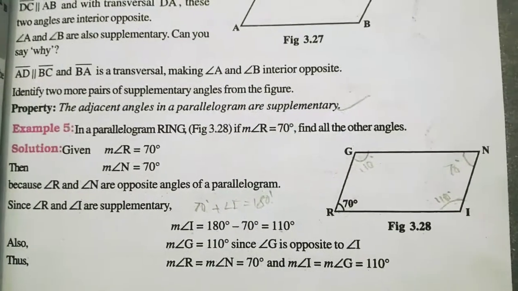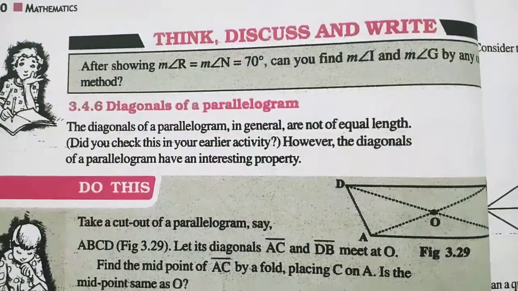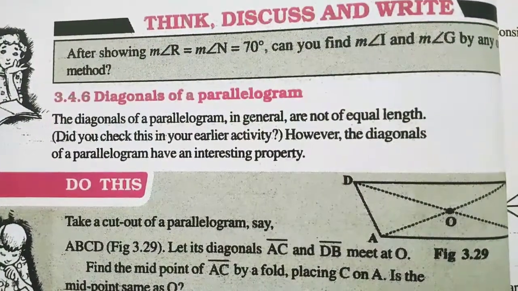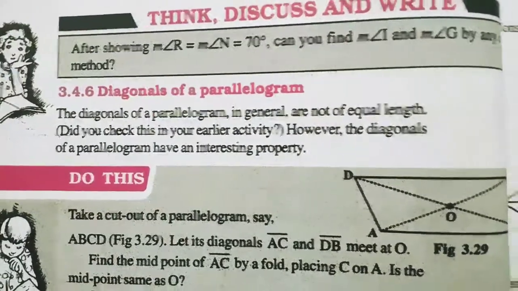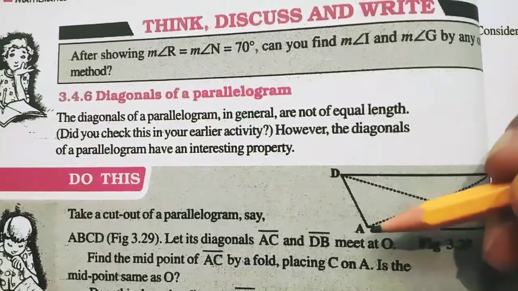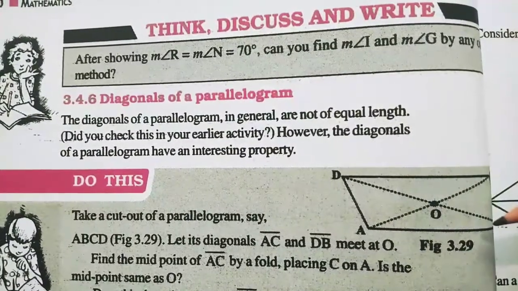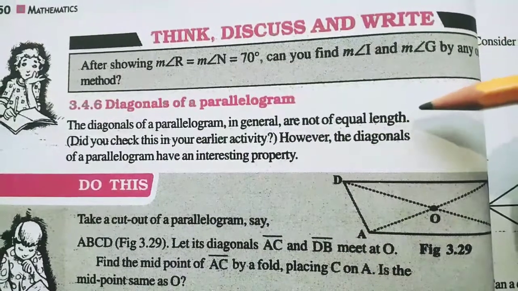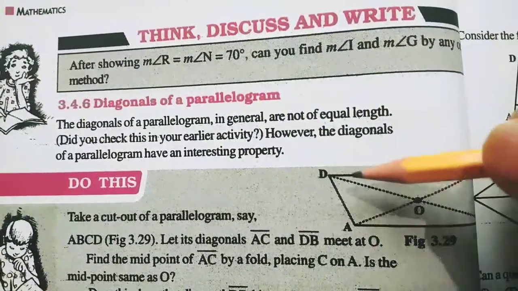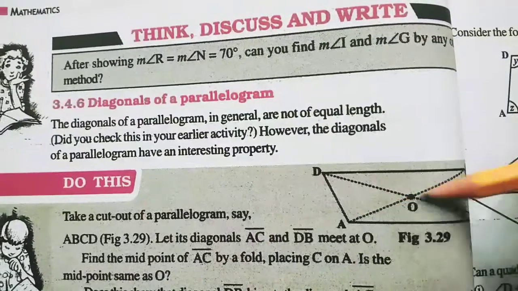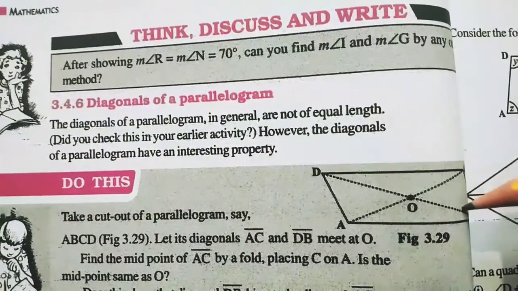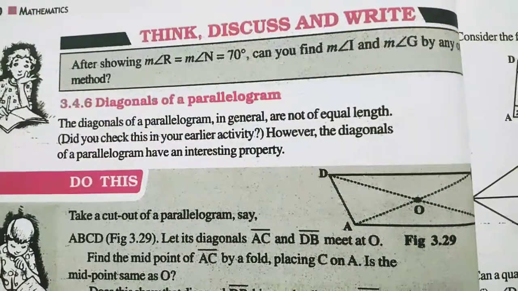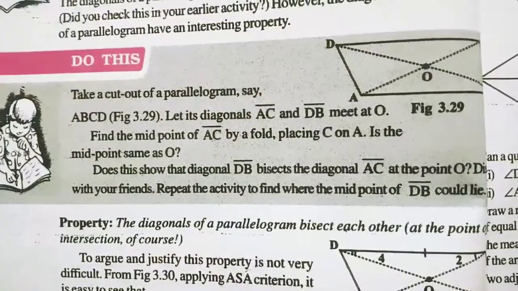Okay, understood? So in the next page, it is given the diagonals of a parallelogram. So what is called diagonal? Diagonal is the longest line segment inside any closed figure. Okay, so diagonals of a parallelogram in general are not of equal length. That means inside the parallelogram, these are the diagonals. This line and this line are two diagonals. These two diagonals are not of equal length. They are different length.